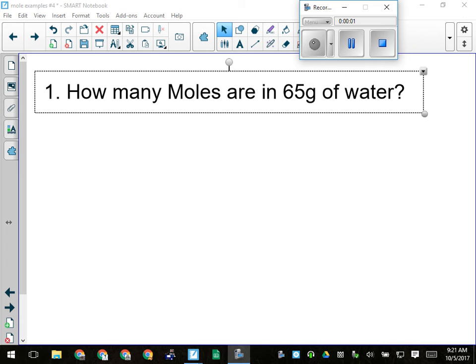Okay, so let's look at the first one here. We're looking for how many moles are in 65 grams of water. Pretty straightforward one. Just looking for N, right? So N is our question mark. They told us the mass.